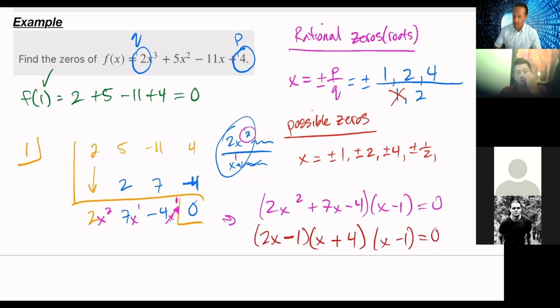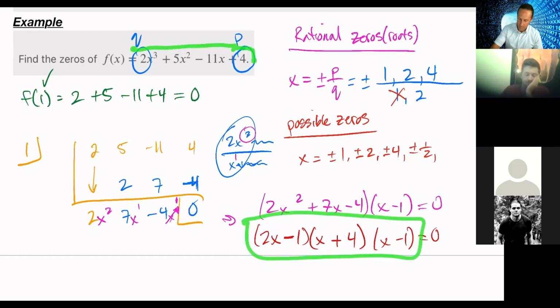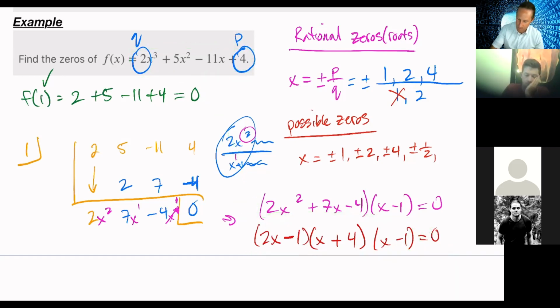And this gives me the factored version of that, which we said we would prefer. Because now, can you give me all the zeros or the roots to this thing? The x-intercepts? What are they? 1/2, 1/2 and -4, and 1. Which we eventually would have gotten to.